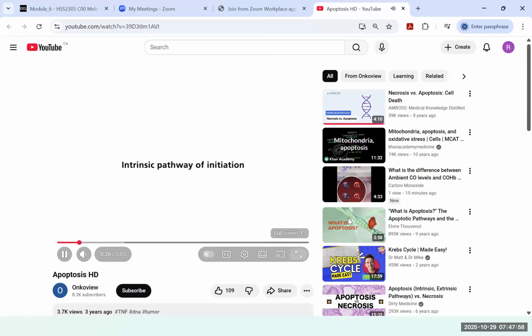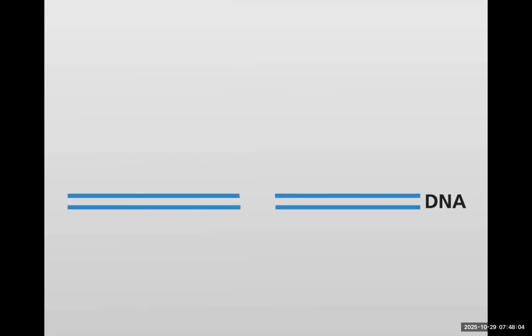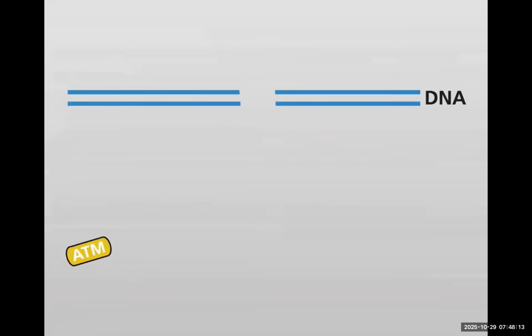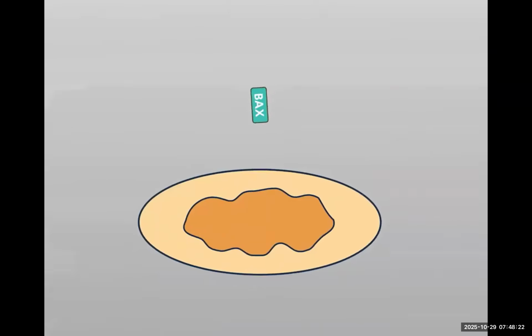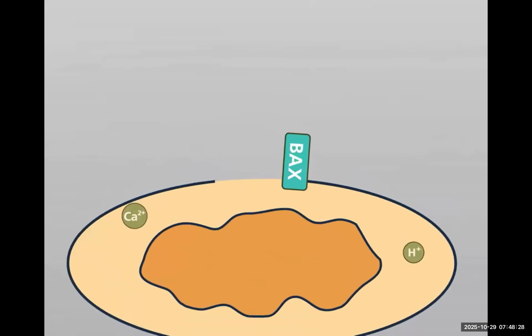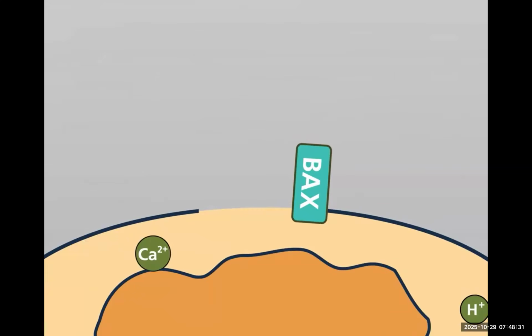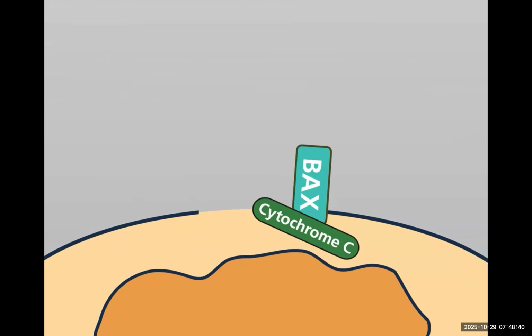Intrinsic pathway of initiation. The most frequent signals that activate intrinsic initiation are irreparable and irreversible DNA lesions. These lesions lead to the activation of ATM, a protein that is able to activate the tumor suppressor protein p53. In addition to many other proteins, p53 is able to activate the protein BAX. BAX forms pores in the outer membrane of mitochondria. Calcium ions, protons, and other molecules which are located in the intermembrane region between the outer and the inner membrane may leak into the cytosol. One of these molecules is the protein cytochrome C.